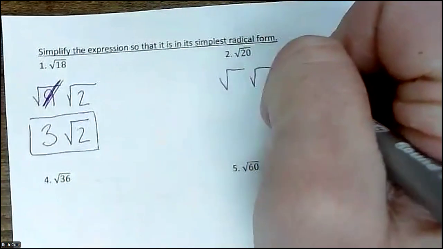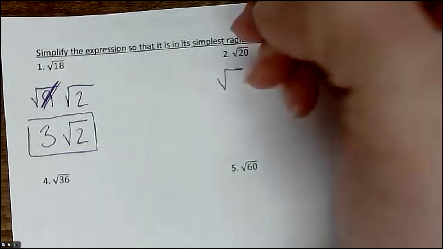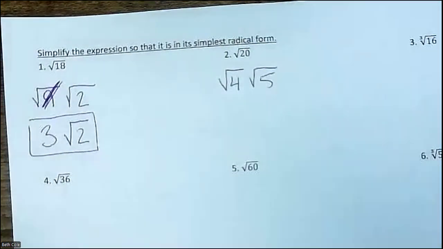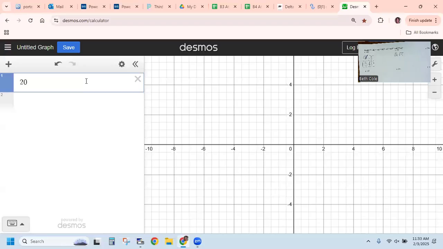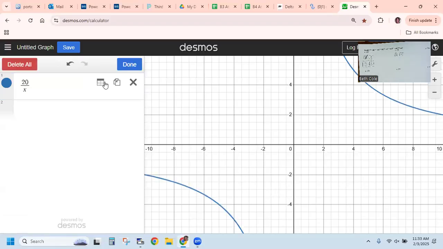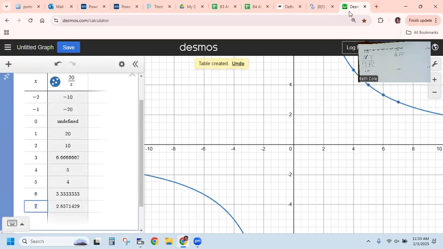So draw 2 little houses. You need 2 numbers that multiply together to be 20. One of them has to come from this list. 4. Good. 4 times what is 20? 4 times 5 is 20. But if you were like, hey, Miss Cole, I didn't get that, or I didn't know that, look. Are you listening? 20 divided by x, gear table, hit enter just a few times. Do you see it right there? 4 times 5? There you go.